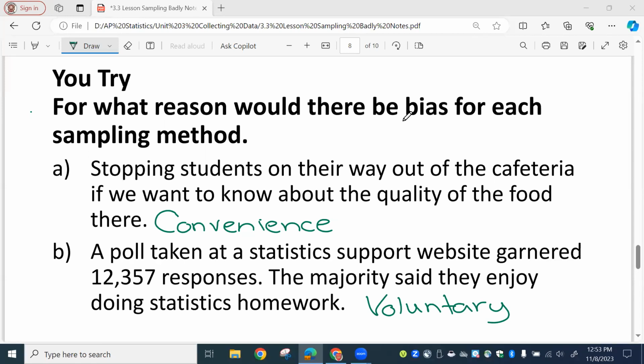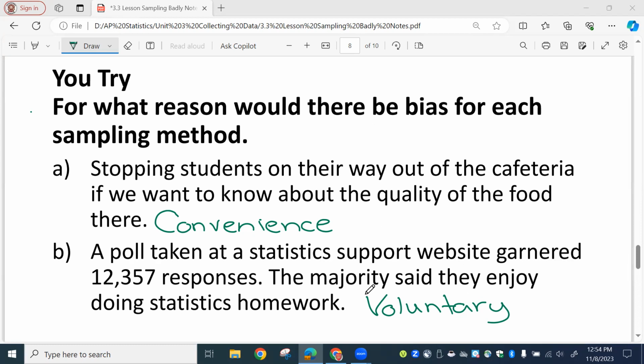So hopefully you pressed pause and tried these on your own. The first one, where we're stopping students on their way out of the cafeteria to ask them about the food, that is a convenience sample. The people who stop and answer might not be representative of everybody in the cafeteria and how they feel about the food. We would want to do something that used random methods.